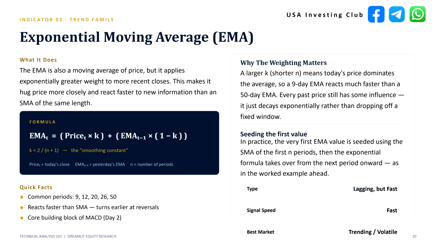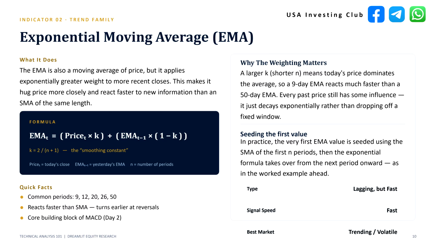Why does this weighting matter so much in practice? A larger K, which comes from a shorter N, means today's price dominates the average, so a 9-day EMA reacts noticeably faster than a 50-day EMA. Every past price still has some residual influence on an EMA. It simply decays exponentially rather than dropping off a hard window edge the way it does in an SMA. One practical note: in real implementations, the very first EMA value is typically seeded using the SMA of the first N periods, and the exponential formula only takes over from the next period onward. You'll see exactly how that works in the worked example ahead.